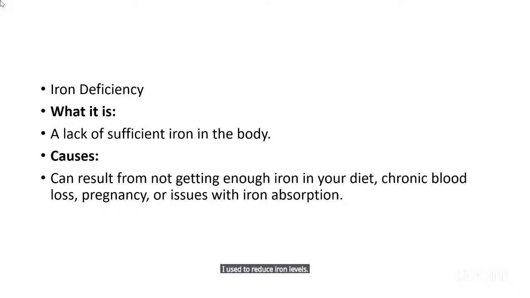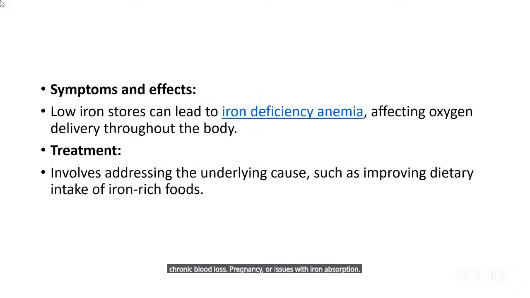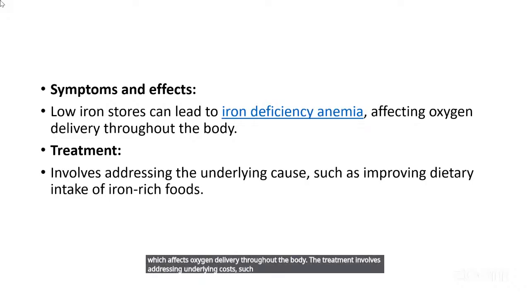Iron deficiency, what is it? It is a lack of iron in the body. How does it come about? It can result from not getting enough iron from the diet, chronic blood loss, pregnancy, or issues with iron absorption. Symptoms and effects. Low iron stores can lead to iron deficiency anemia, which affects oxygen delivery throughout the body. The treatment involves addressing the underlying causes, such as improving dietary intake of iron-rich foods.